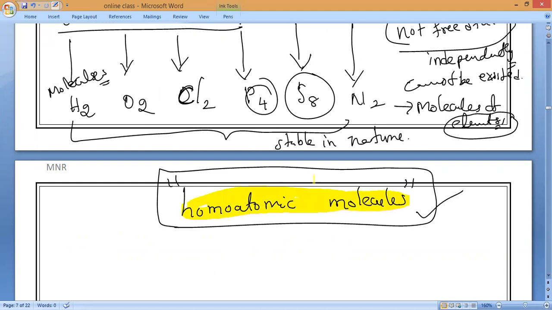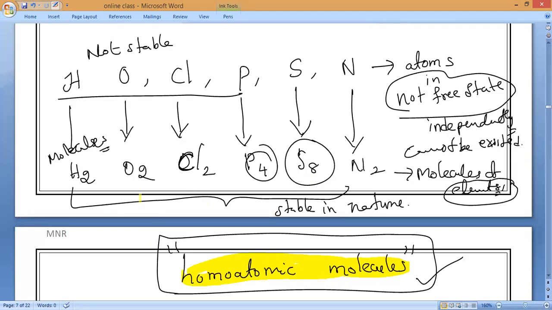Yes? And what are the examples? Examples you can take: H2, O2, Cl2, P4, S8, N2. These are the examples of molecules of elements. Clear? Anybody having doubt? Ask.